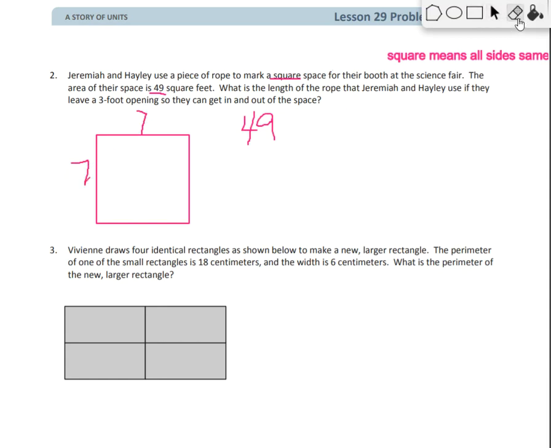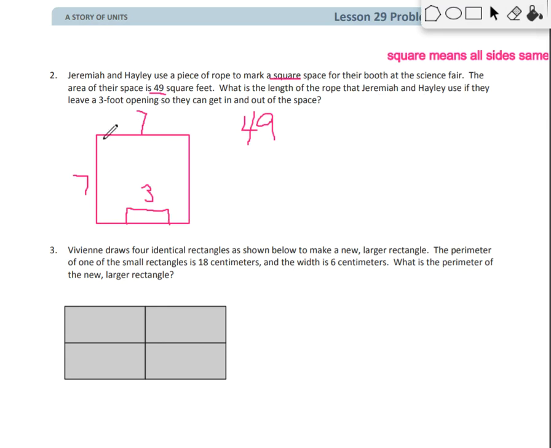But we see that Jeremiah and Haley would actually like to be able to get into their booth. They don't just want to build it. They want a way to get in as well. And they take a 3-foot piece of rope and they say, hey, this is our doorway. We've got to be able to get into our little booth so that we can show our science stuff off. What is the length of the rope that Jeremiah and Haley use if they left that 3-foot opening?